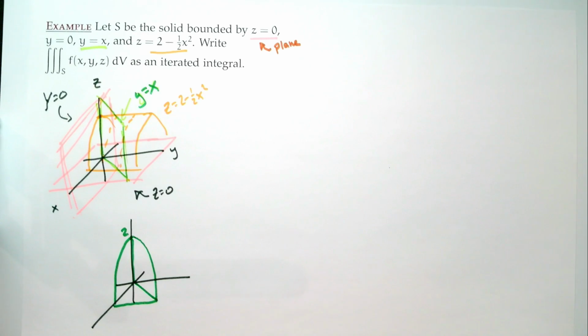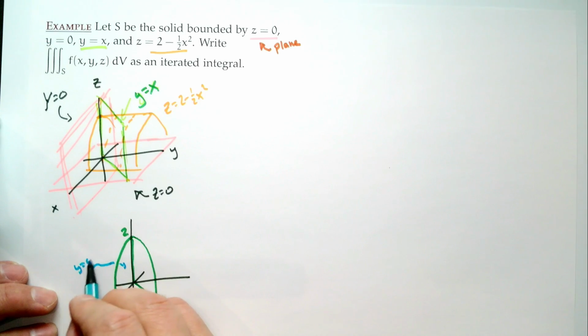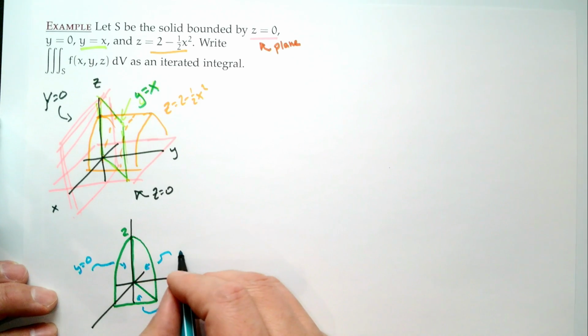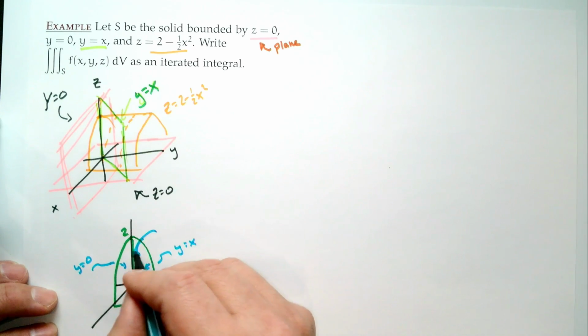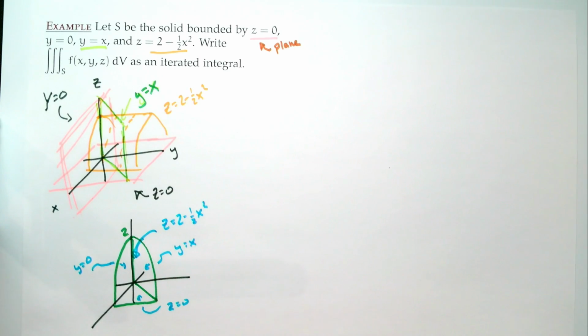Well, they're as follows. On the back here, this is my plane y equals 0. On the bottom, I see z equals 0. Back over here, this is the plane y equals x. And then the curved face, that's my z equals 2 minus a half x squared. All right, so those are the 4 surfaces that make up this shape. Good. Now we know what our shape looks like, and we're ready to begin the problem.